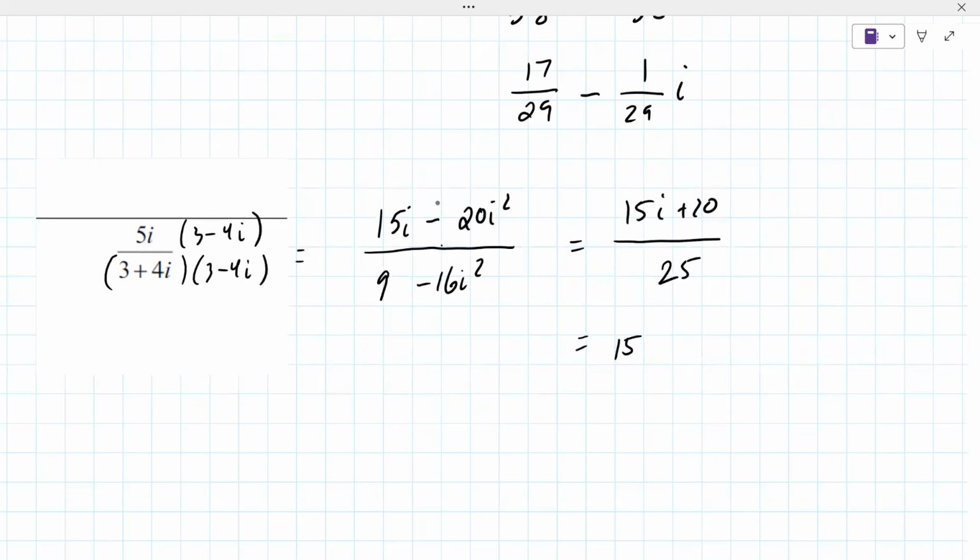Yeah, I think it's for the i squared, and then it's a negative. Small thing, but you've got to switch the order. It's 20 over 25 plus 15i over 25, and then simplify.